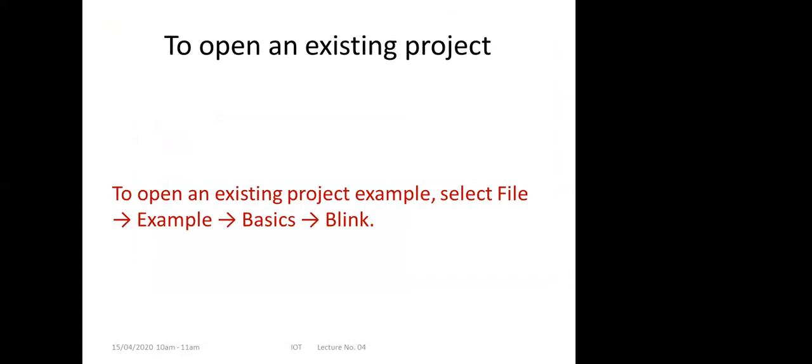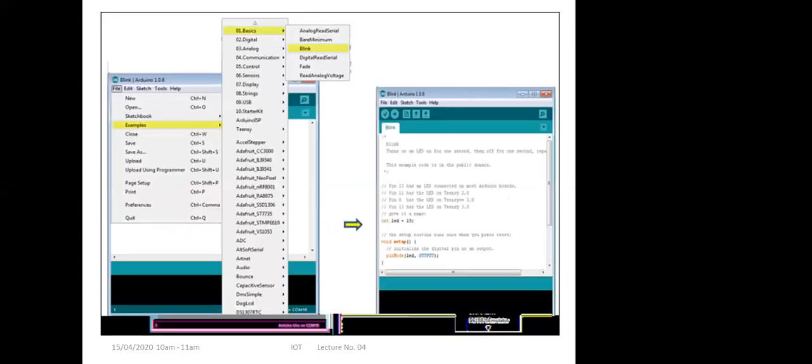You can just follow over there. Just select the File tab, whichever is there on top. From there, Examples, then Basics, then Blink, because I want to open Blink, which is an already existing program. Again, I'll show you with this. Here, if you click on this, then it will open examples.